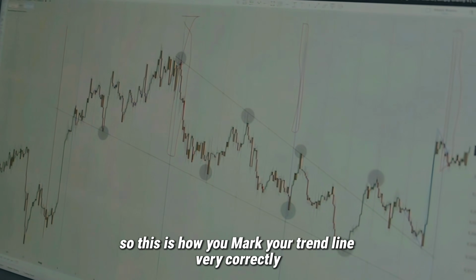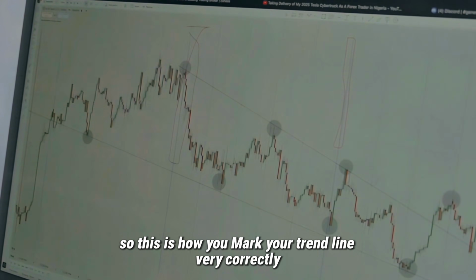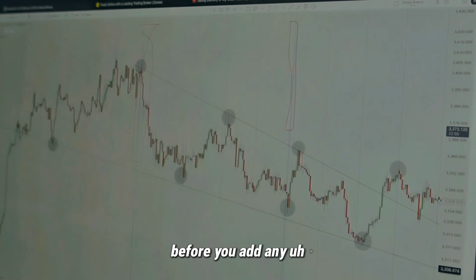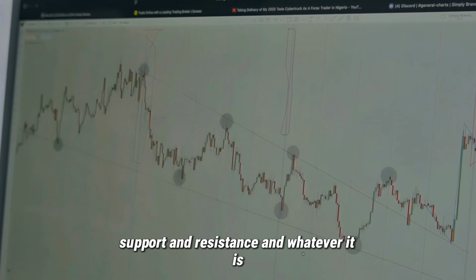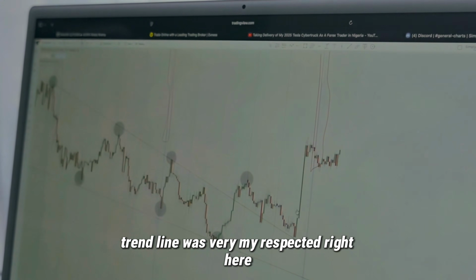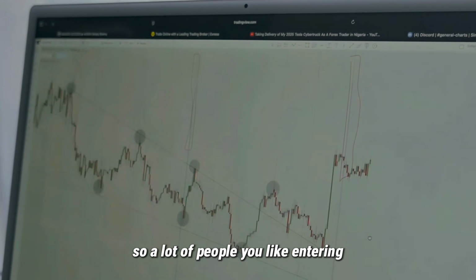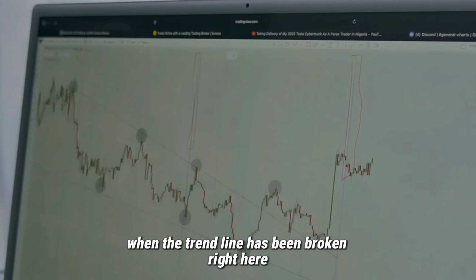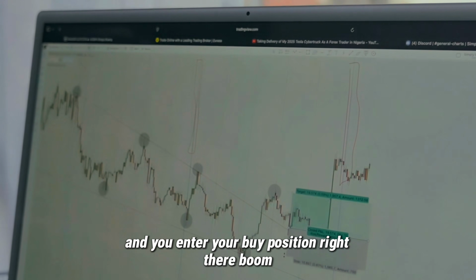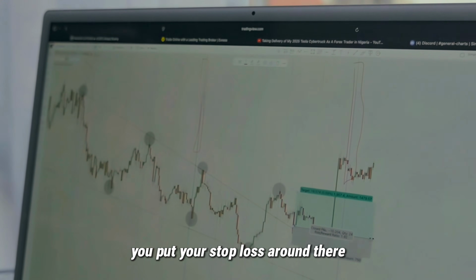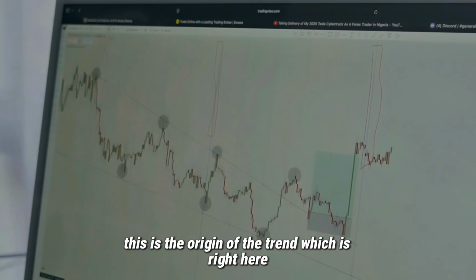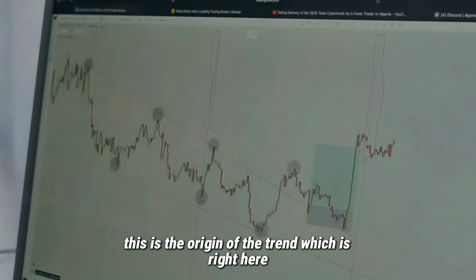You understand? So this is how you mark your trend line very correctly before you add any support and resistance and whatever it is. And you can see how this trend line was very respected right here. So a lot of people like entering, let's say, when the trend line has been broken right here, and you enter your buy position right there. Boom, you put your stop loss around there, and you be targeting, let's say, the origin of the trend, which is right here.